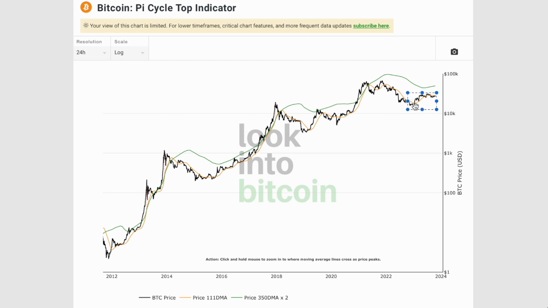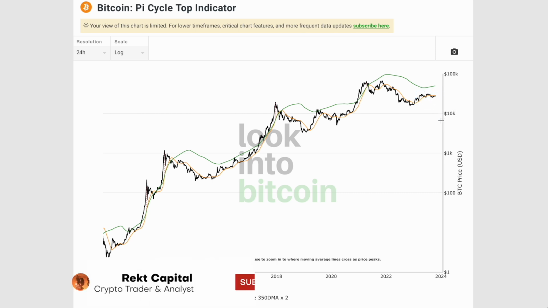like we are seeing since the 15,500 bear market bottom. What can we learn from this Pi cycle top indicator this early on in the cycle? That's what we're going to be talking about today.